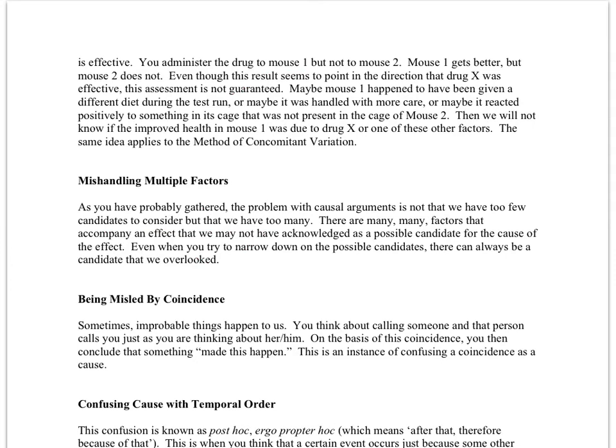And this is what mishandling multiple factors is about. In real life, you're going to have many, many variables that could be in effect when you try to diagnose why certain people got sick. And this is basically a warning to say that there's always a possibility that you overlooked something.